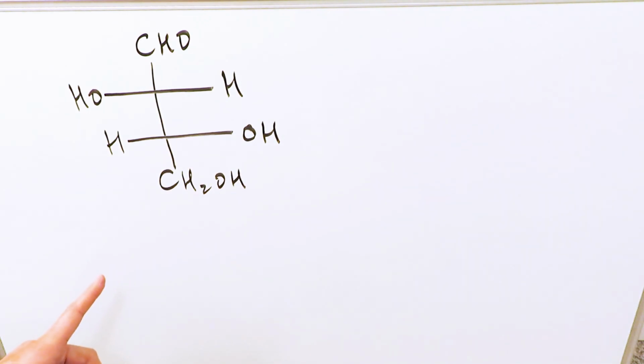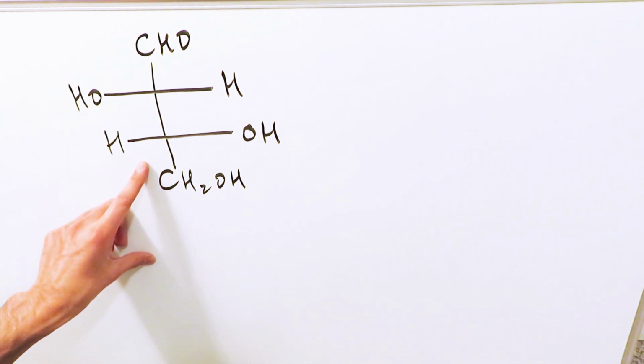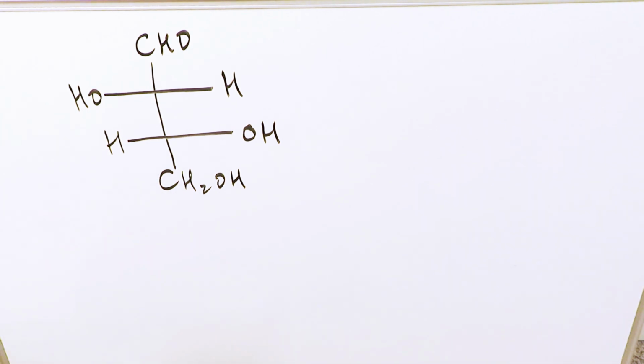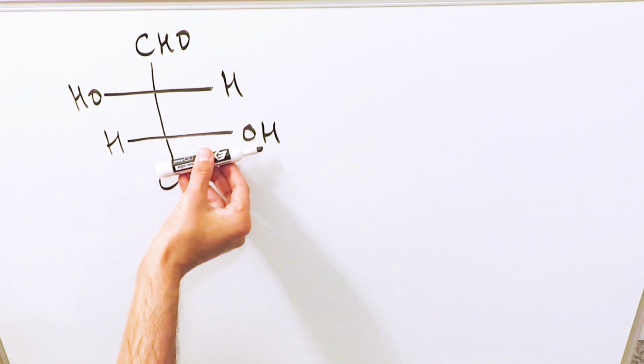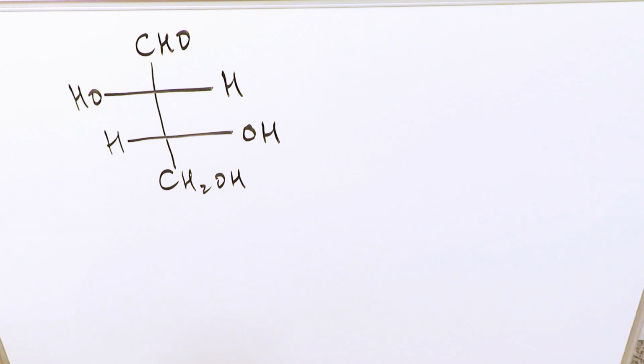Let's look here at this single compound and we will name it. It's a Fischer projection. This Fischer projection must be named and we will do it appropriately. I have an alcohol, a hydrogen, a hydroxyl hydrogen, and an aldehyde. And these intersection points represent carbons.